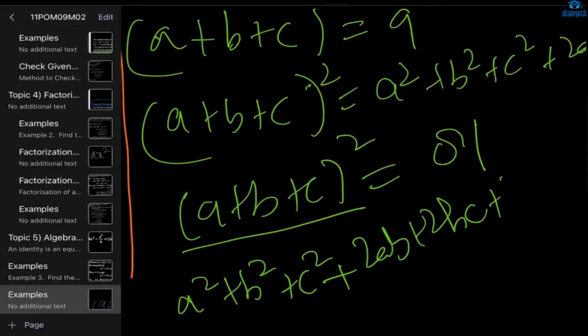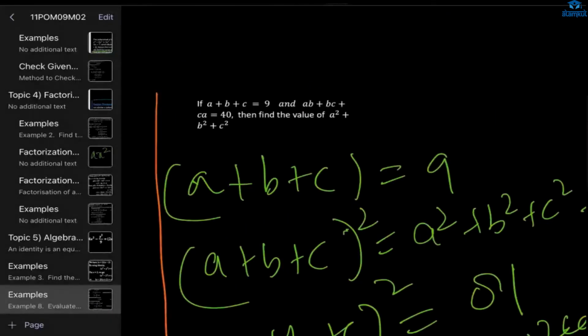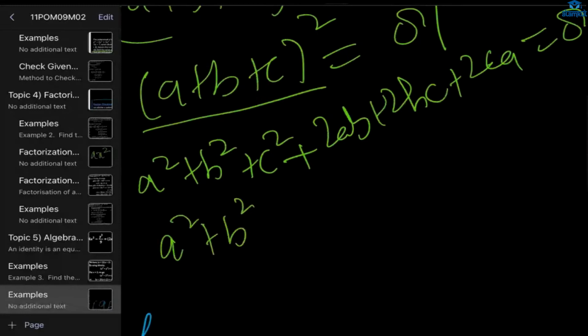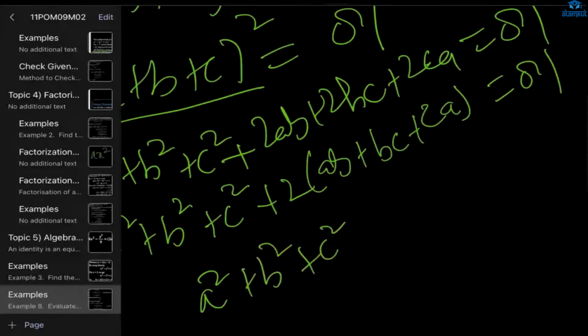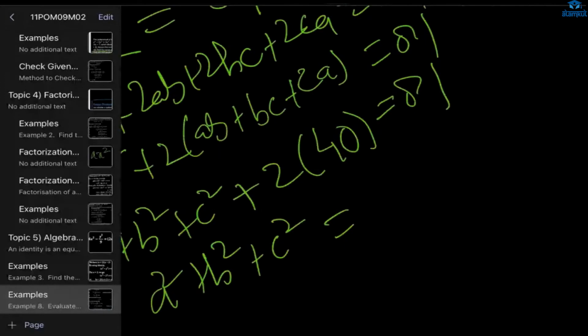Now, we already know the value of a square plus b. Now we have to find out the value of a square plus b square plus c square. But we know the value of ab plus bc plus ca. Here we have 2ab plus 2bc plus 2ca, but we can take 2 as common. We can write it this way: a square plus b square plus c square plus 2 into 40 is equal to 81. Now this a square plus b square plus c square is equal to 81 minus 81.